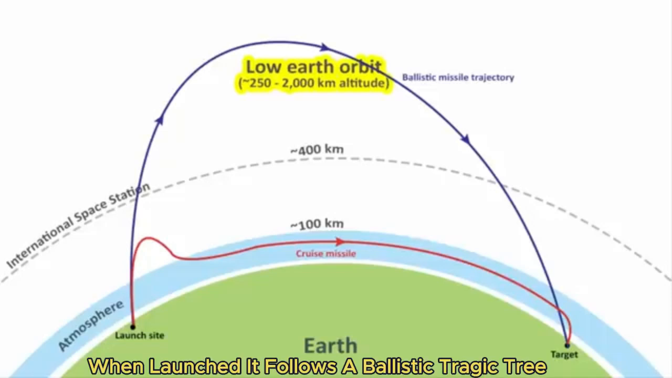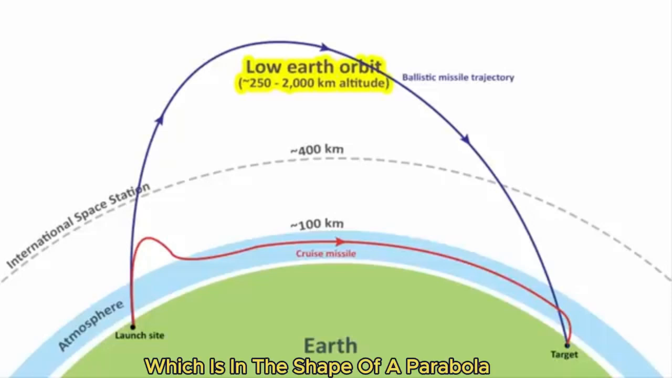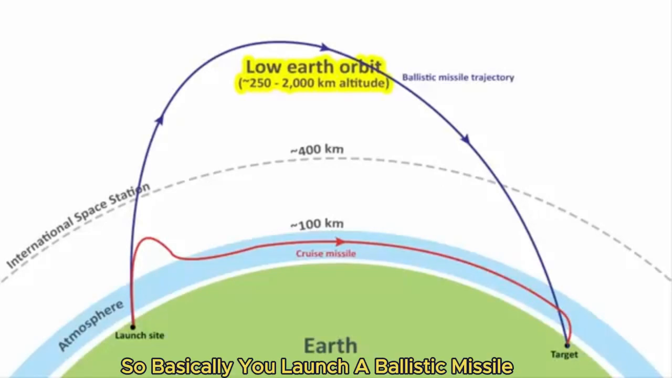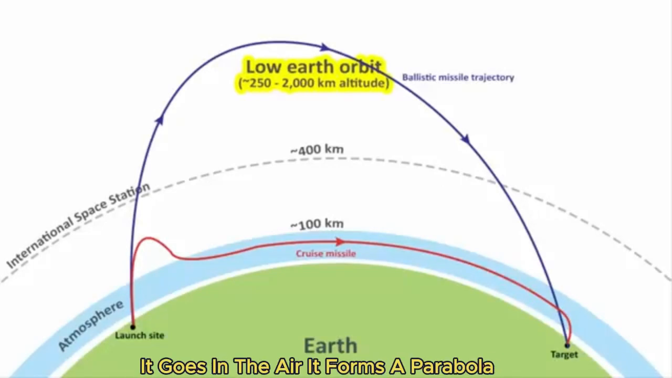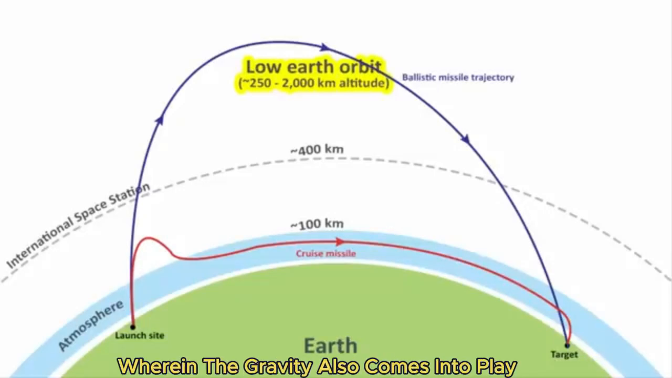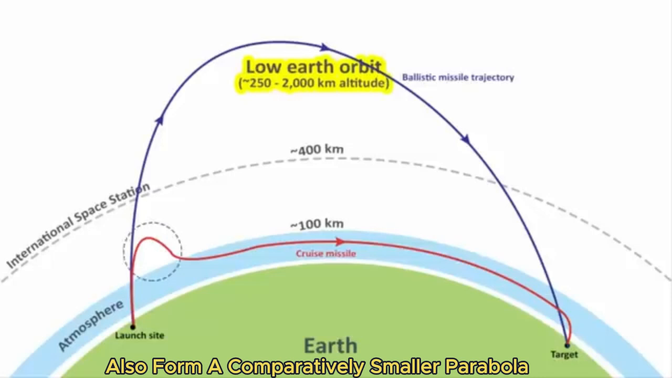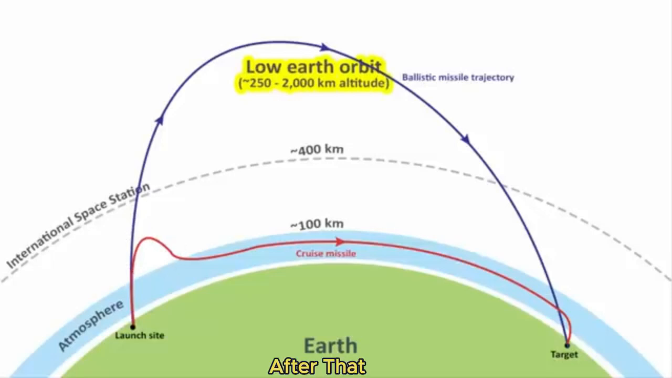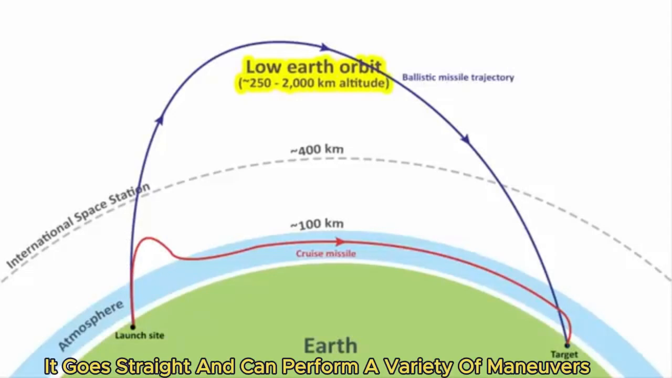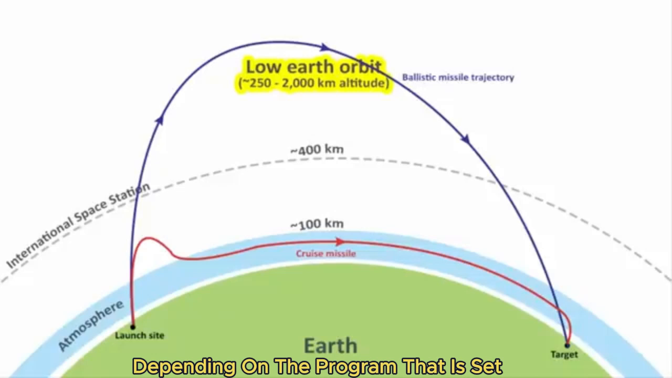When launched, it follows a ballistic trajectory, which is in the shape of a parabola. So basically, you launch a ballistic missile, it goes in the air, it forms a parabola. Then it falls on the target, wherein the gravity also comes into play. Cruise missiles also form a comparatively smaller parabola. After that, it goes straight and can perform a variety of maneuvers depending on the program that is set.